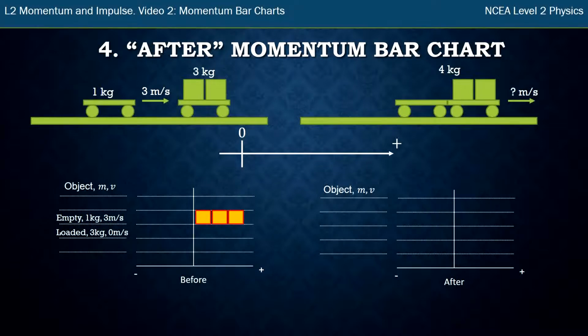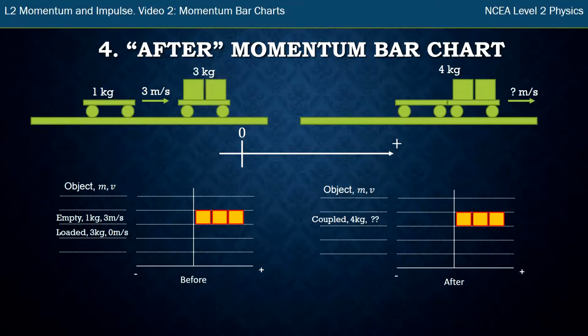Now I do my after momentum chart. In this case, I could have kept them separate and said the empty and the loaded, but they've joined together, so I find it easier to have them joined together. They're coupled together, their mass is 4 kg, I don't know what their velocity is. But what I do know is that momentum's conserved. The total momentum beforehand, which is 3 momentums, is equal to the total momentum afterwards. It has to be 3 momentums.